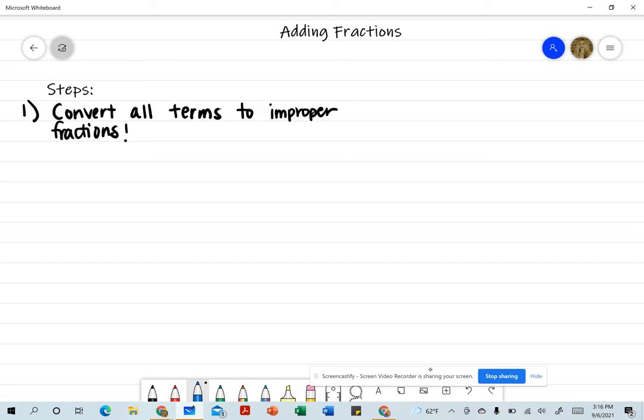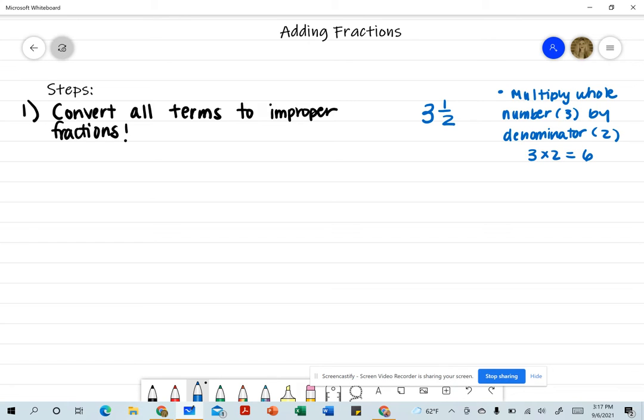So what if you have a mixed number? Say you have 3 1/2. How do you convert that to an improper fraction? Well, your first step is to multiply the whole number, in this case that'd be 3, by the denominator. Remember, your denominator is your bottom number, so in this case it'd be 2. So what I would do is I would do 3 times 2.